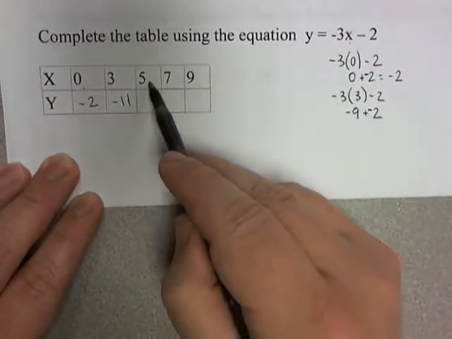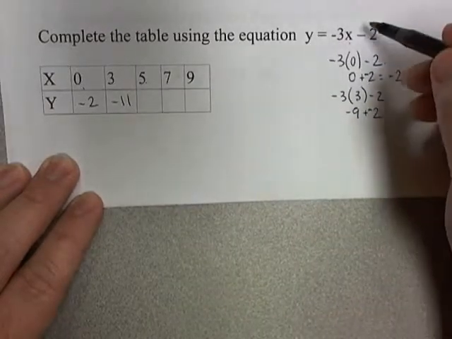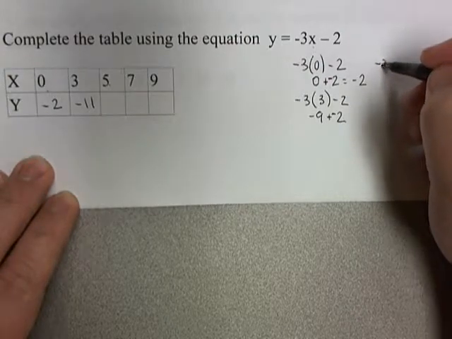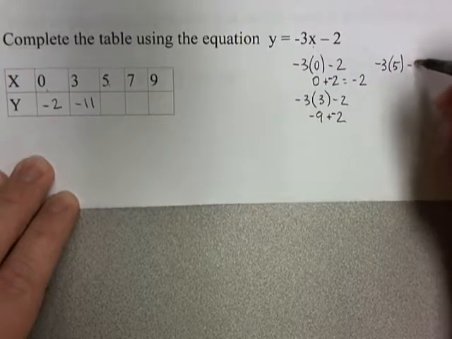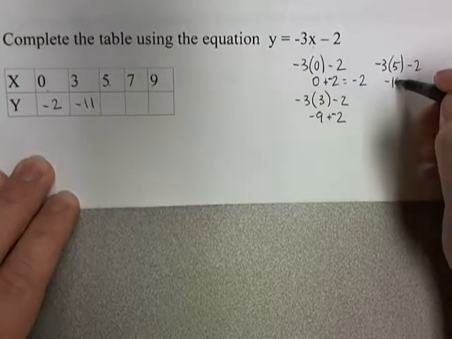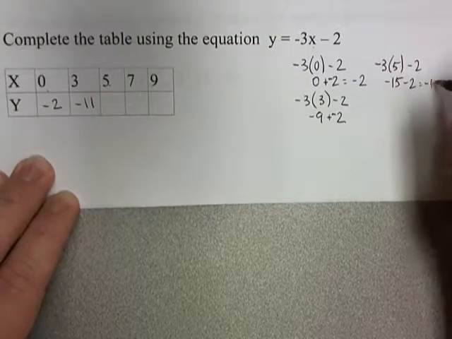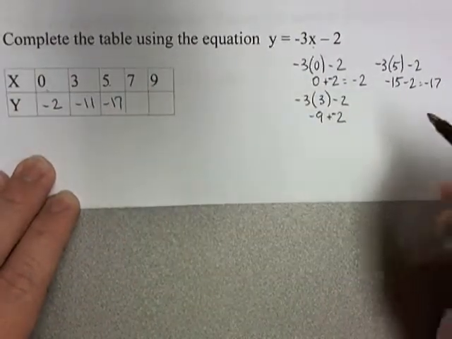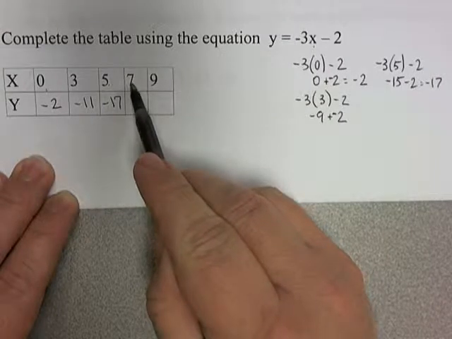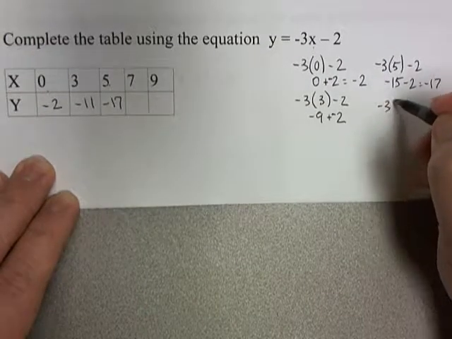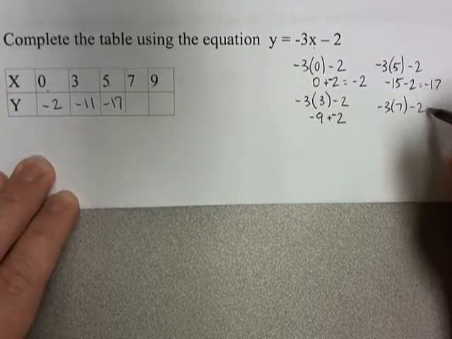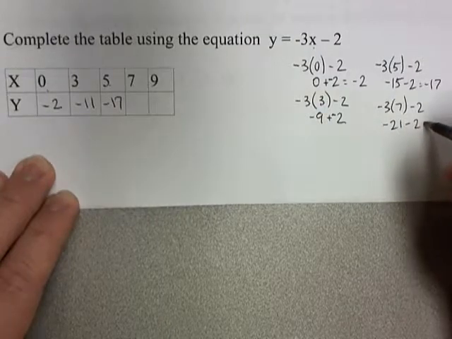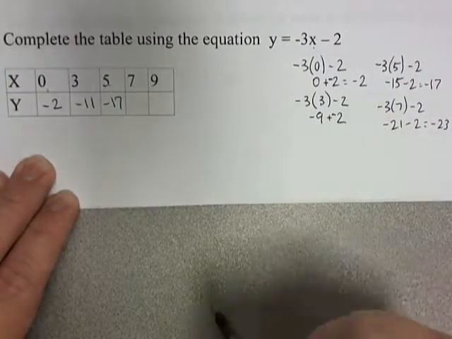To find when x is 5, what's my y value? Substitute 5 in for x. We have -3 times 5 minus 2. -3 times 5 is -15. Minus 2 equals -17. So when x is 5, y is -17. Do the same thing for when x is 7. -3 times 7 minus 2. -3 times 7 is -21. Subtract 2 from that, you get -23.